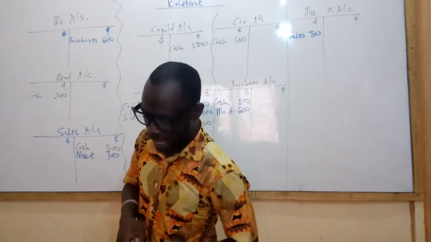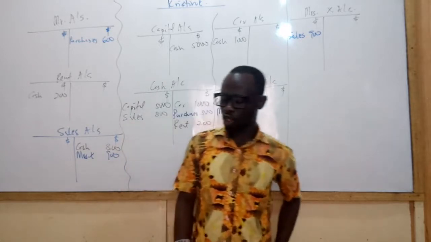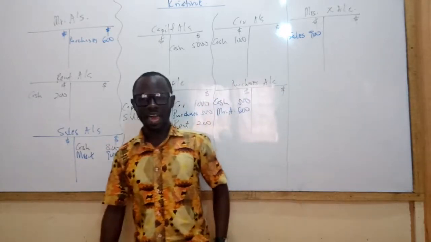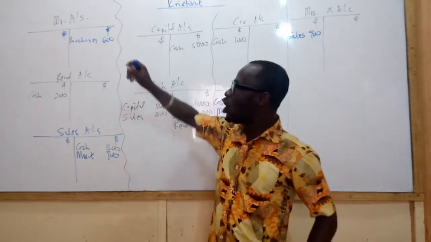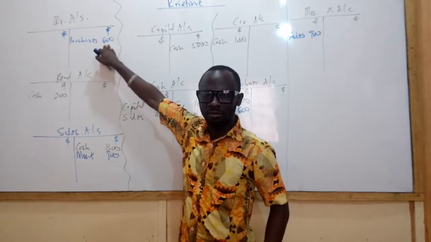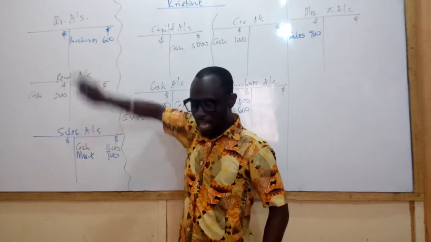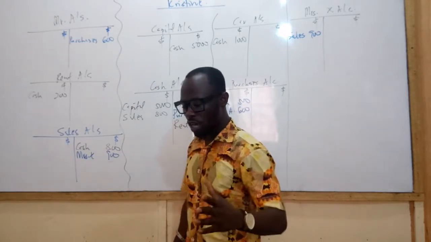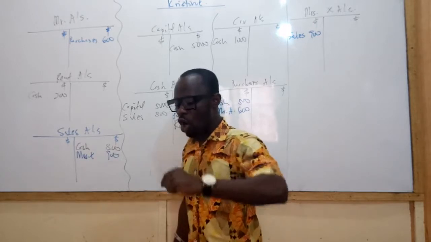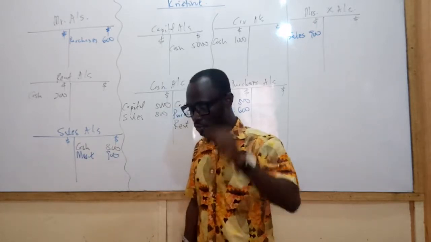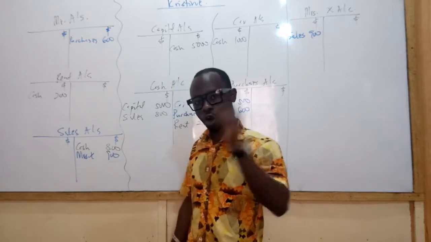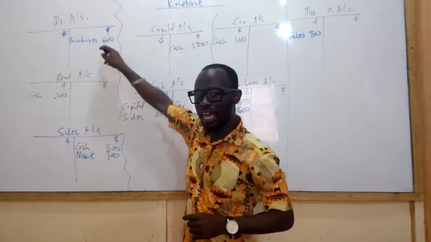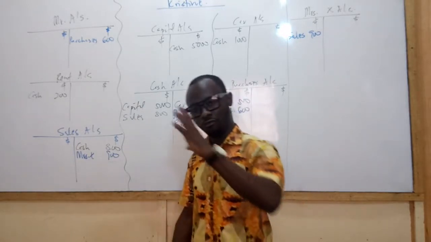Next one. They paid $400 cash on account of the amount owing to Mr. A. Now remember, we had bought from Mr. A some time ago, $600. And now the transaction is they pay $400 cash on the account of the amount owing to Mr. A. So we had bought $600 from Mr. A. Now we are paying him $400.